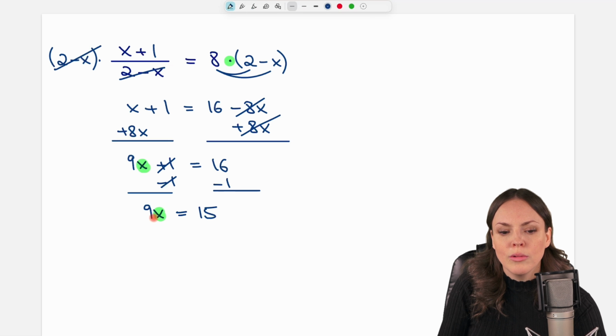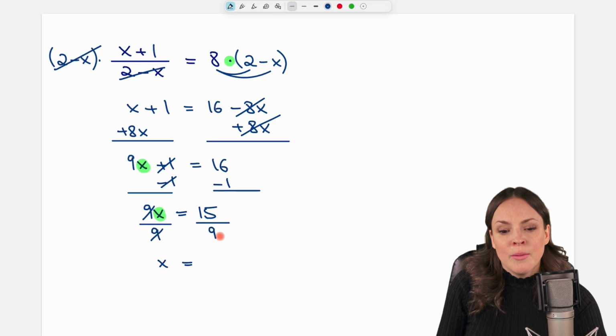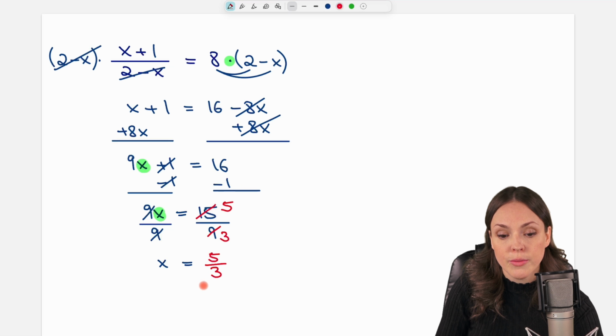To solve for x, let's get rid of the 9 here. So let's divide both sides by 9. This cancels out. x is left. And we have 15 over 9. But we can reduce this fraction a little bit more because both numbers are divisible by 3. So 15 over 3 equals 5. 9 over 3 equals 3. So in total, we have 5 over 3.